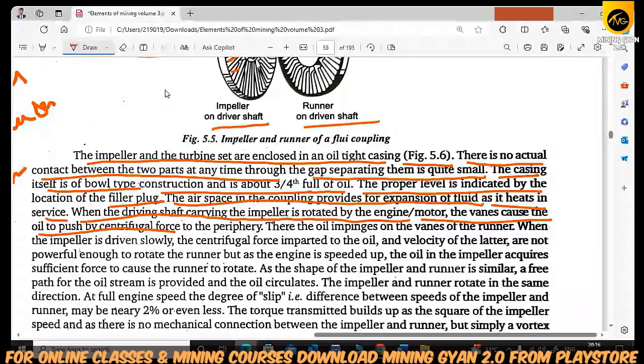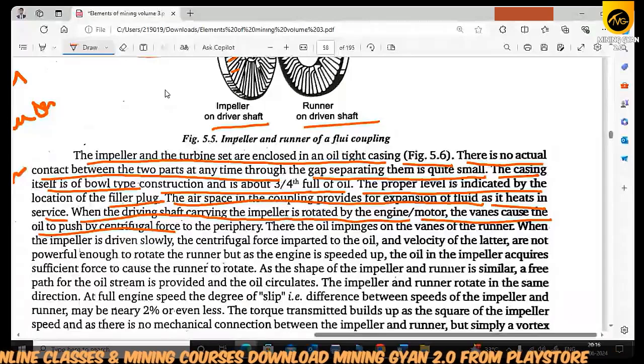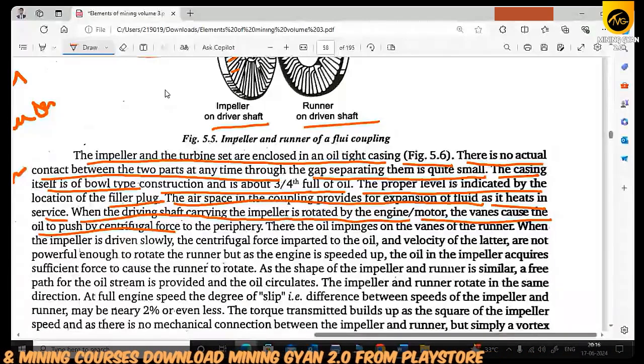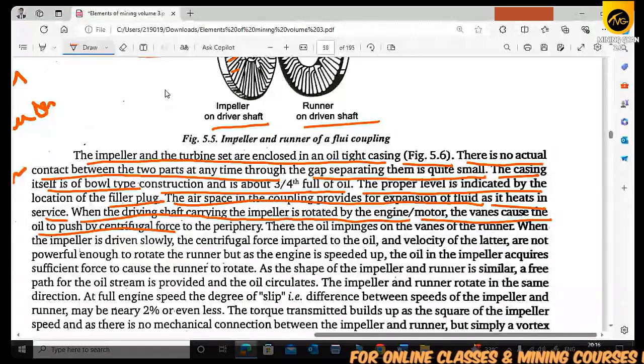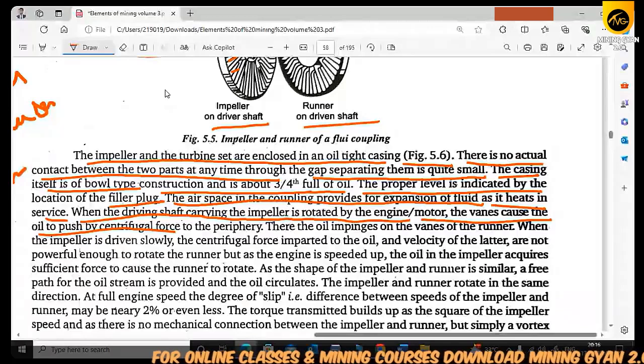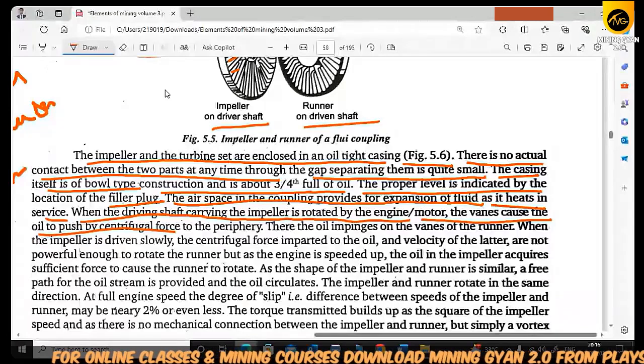Transmissions basically. Okay, so the oil is impinging on the vanes of the runner when the impeller is driven slowly. What is happening? Oil is entering, and it brings centrifugal force into the oil. Okay, and the velocity of the oil is not powerful in rotating at first, but as the engine speeds up, the oil in the impeller acquires significant force and causes the runner to rotate, as the impeller and runner are similar, free from the path of oil and stream.